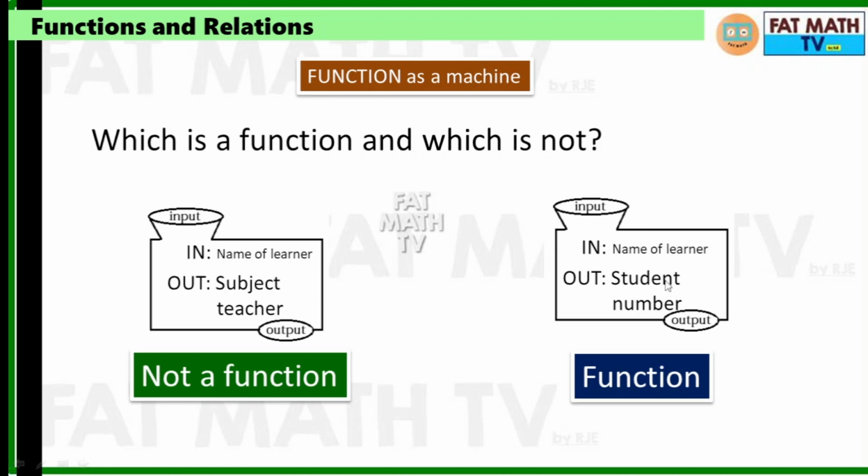Unlike in the second one, this is a function because the name of the learner, for example Ben, has only one student number in his school. So this relationship constitutes a function.